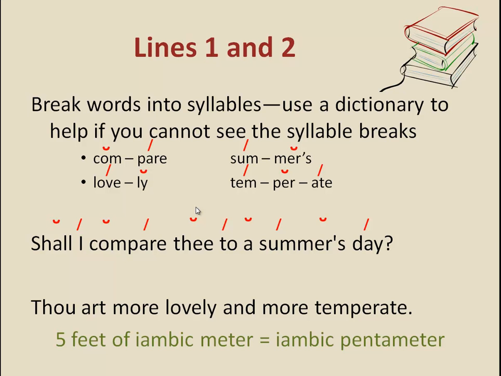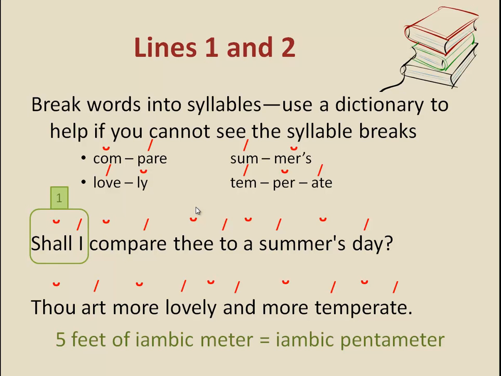Well, it depends on the words around it, in my opinion. So if we're thinking about, okay, what's the most commonly used structure and what did we do with the line above it, if we're applying an iambic meter, we have thou art, and more would be unstressed, more lovely, and more temperate. We have 5 feet of iambic meter, which would be called iambic pentameter.